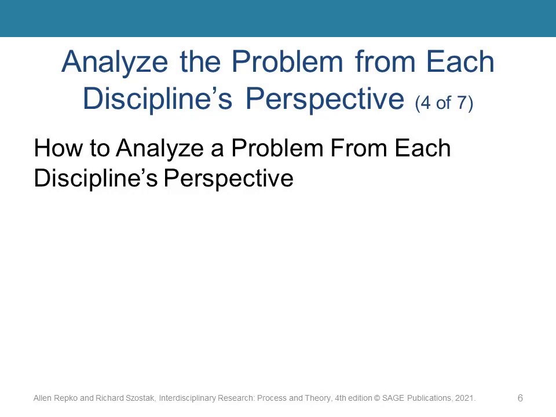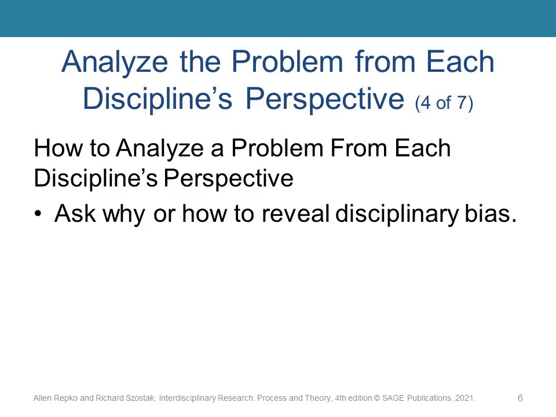Another strategy to consider in this first task of analyzing the problem is to ask what or how questions, like those presented in Table 7.1 of the textbook. Why does the problem? Or how does the problem? Or how does psychology? Or how does sociology? A benefit of asking these what or how questions is that they can help reveal disciplinary bias.